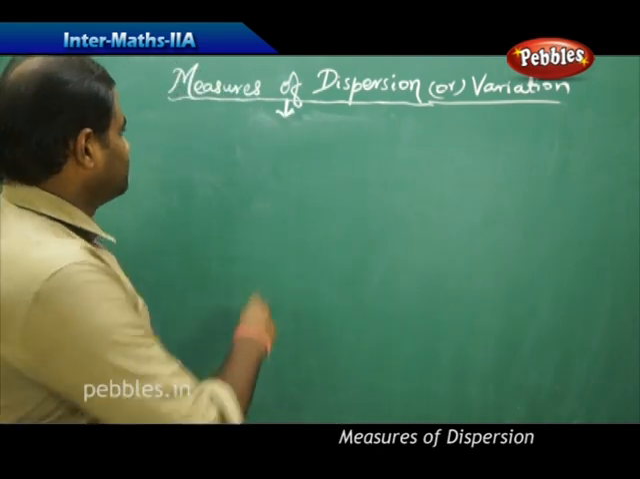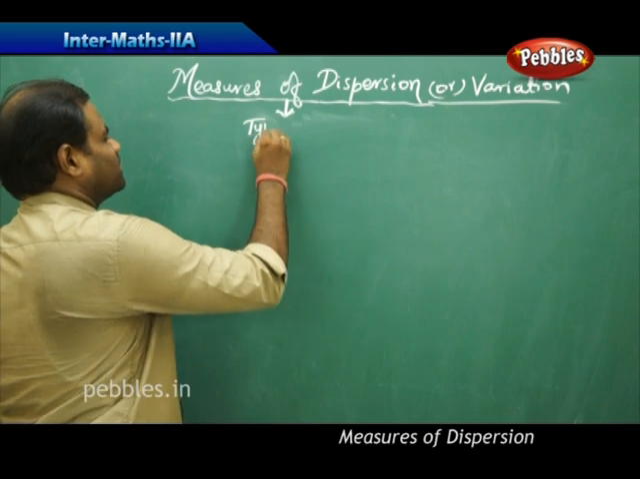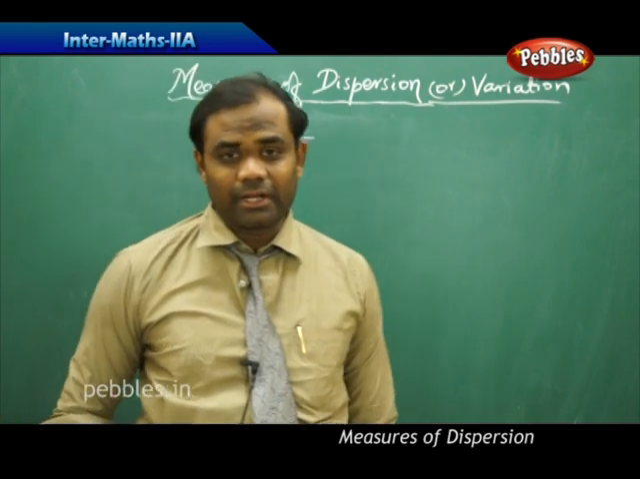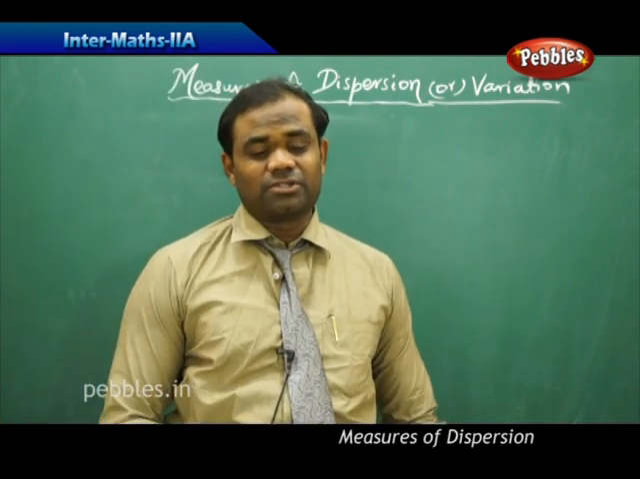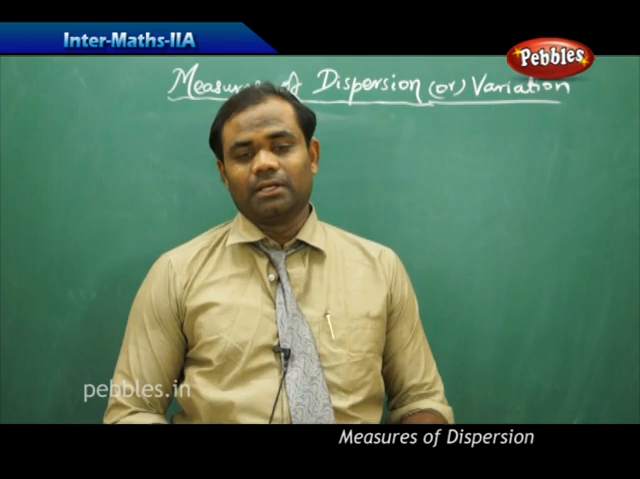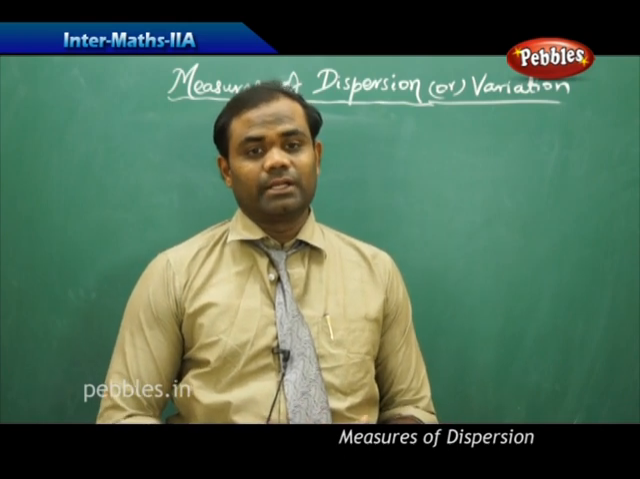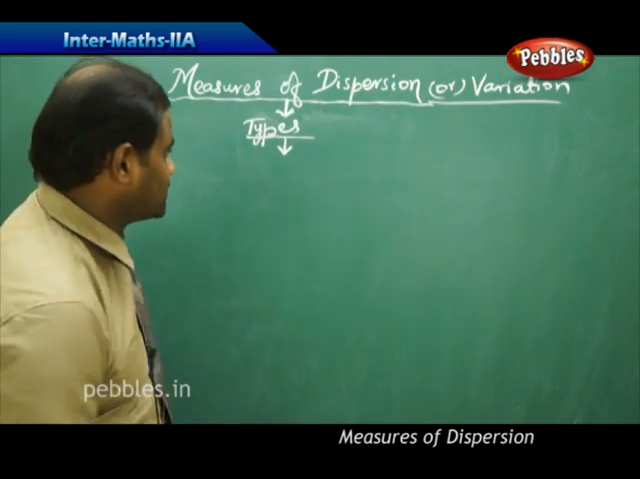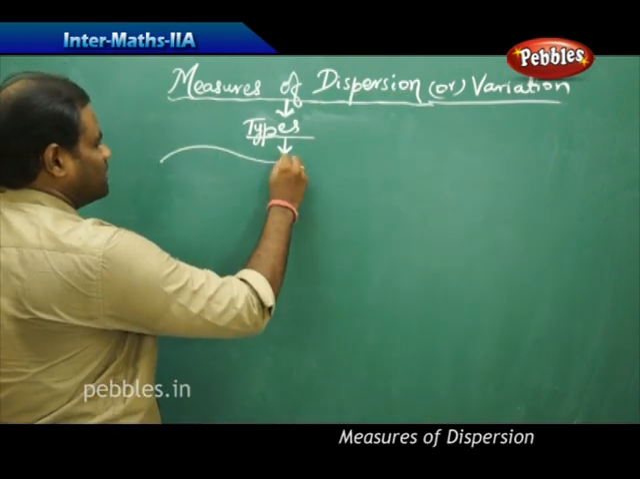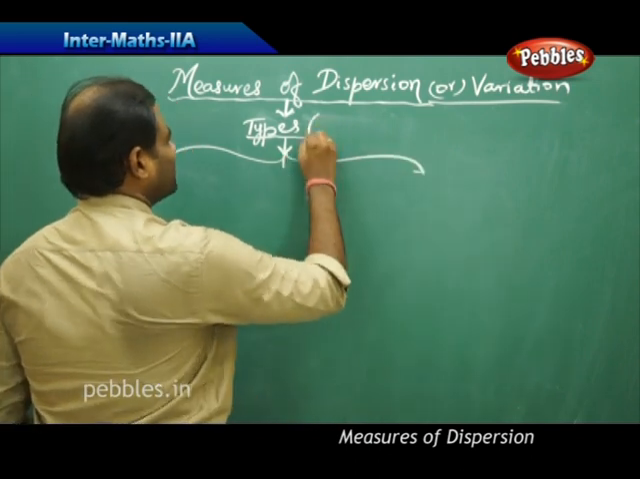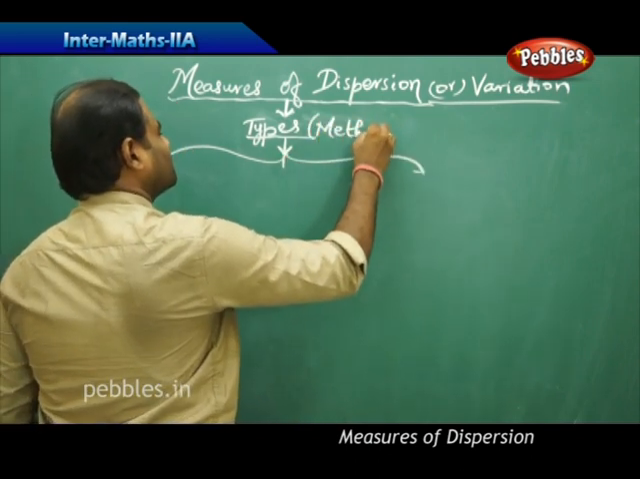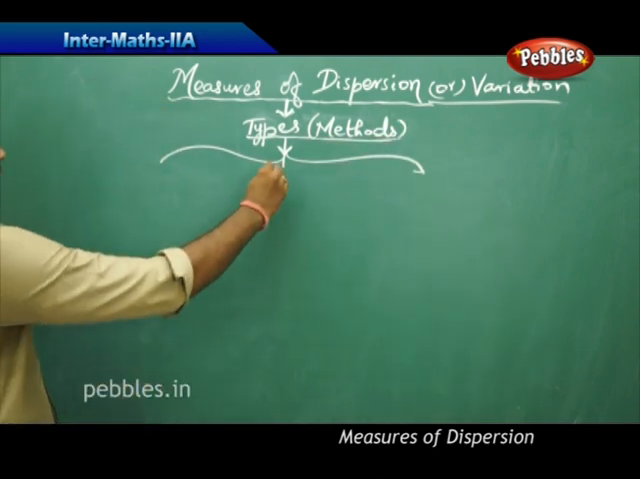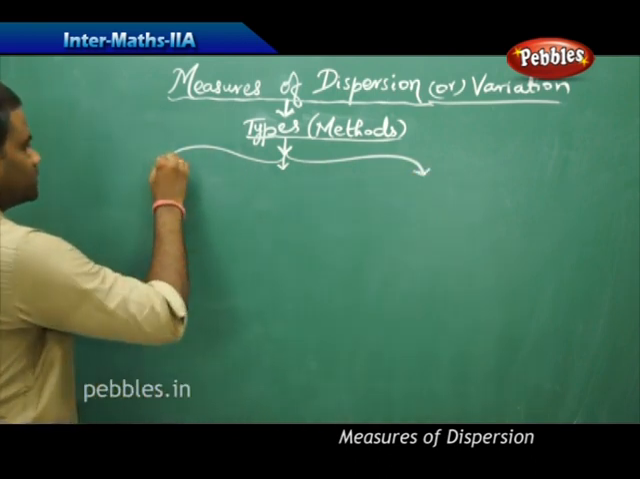Now let's see the different types of measures of central tendency as we discussed in the session. Just like the measures of central tendency which we have discussed is based on three types. One is calculating the mean, the median and the mode. Similarly, the measures of dispersion or variation has three types, or the three methods through which we calculate the measure of dispersion. So let's see what are the three types which we have.